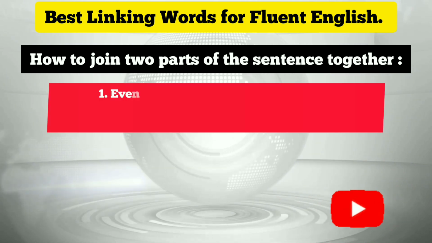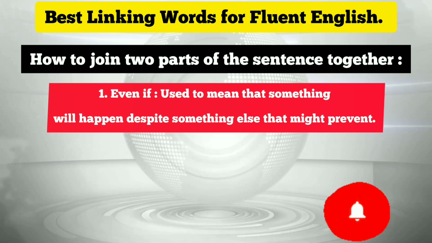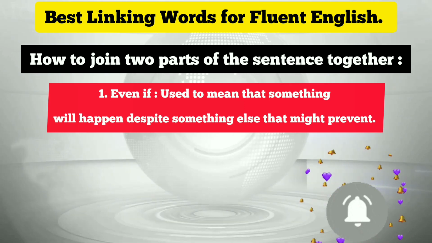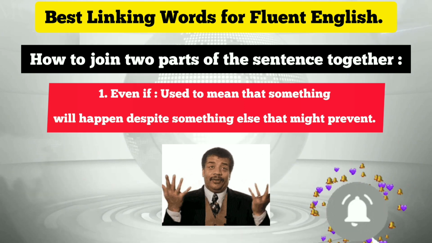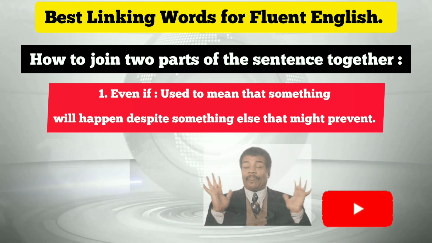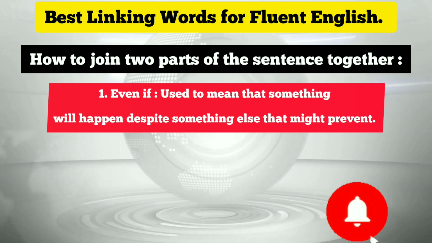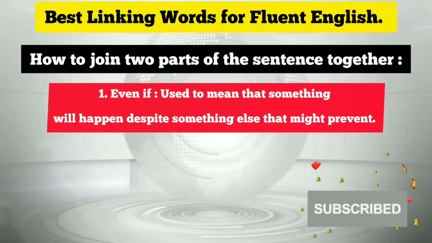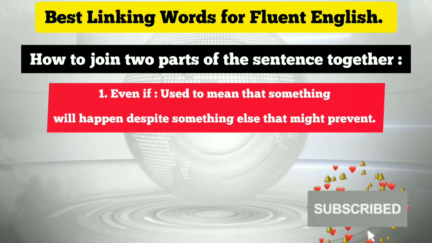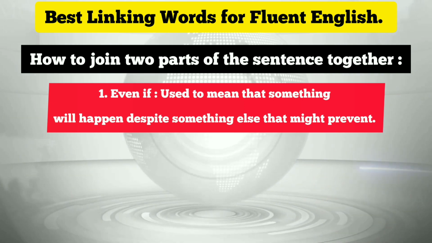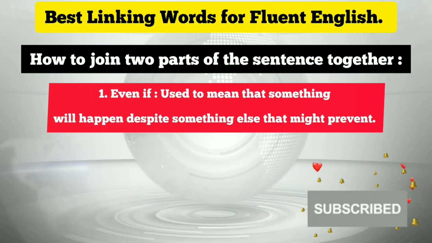As you see on your screen, the first linking word I'm going to discuss is even if. So let me repeat, it's even if, and it is used to mean that something will happen despite something else might prevent. So that time you say even if. In order to join two parts of a sentence, in one part you want to mean that something would happen despite something else that might prevent. So that time we have to use this linking word even if.